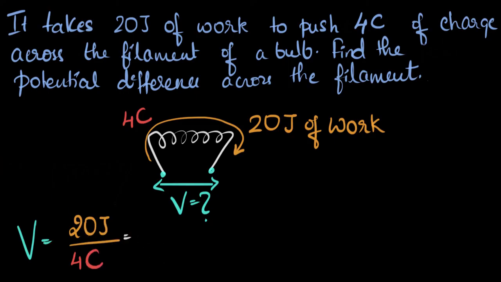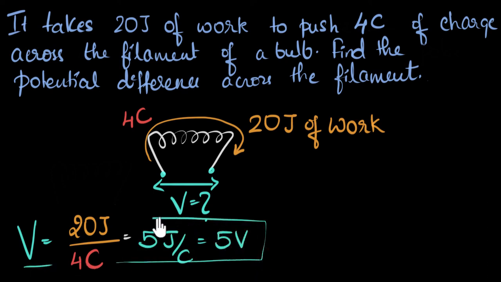Let's use the same color. So 4 goes 5 times, so that'll be 5 joules per coulomb. And joules per coulomb is what we call as volt. And so the potential difference across the filament of the bulb is 5 volts. Again, notice we didn't have to use any formula. All we did is use the definition of voltage or potential difference.